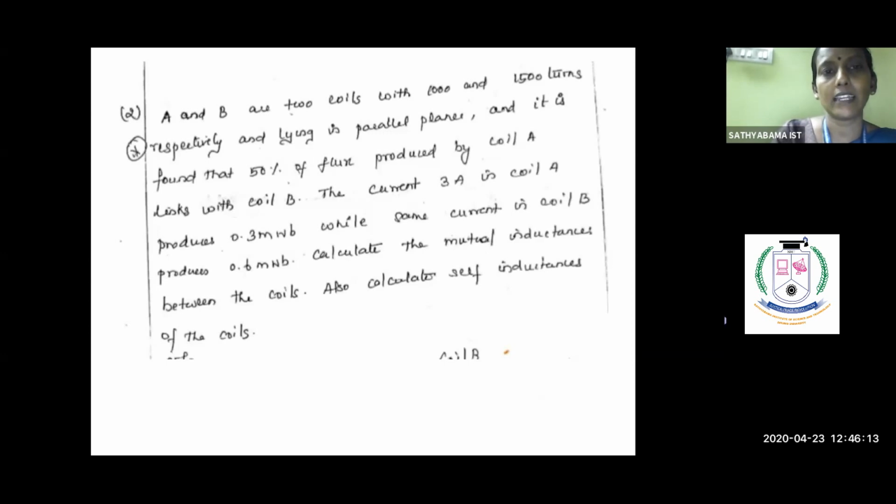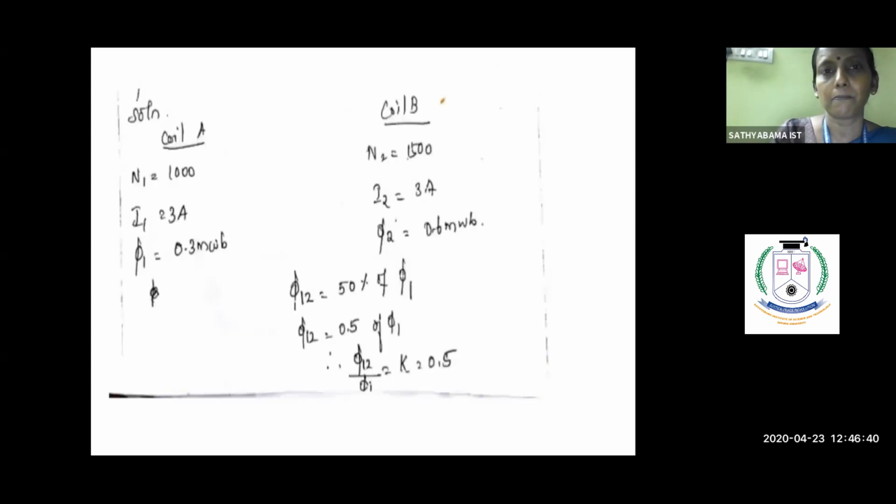Second problem: coils A and B with 100 and 1500 turns, lying in parallel planes, and it is found that 50% of the flux produced by coil A links with coil B. A current of 3 ampere in coil A produces 0.3 milliweber, while the same current in coil B produces 0.6 milliweber. Calculate the mutual inductance between the coils and also the self-inductance of the coils. So in coil A, N1, I1 and phi 1 are given. In coil B, N2, I2 and phi 2 are given. And one more detail: phi 12 is equal to 50% of phi 1.